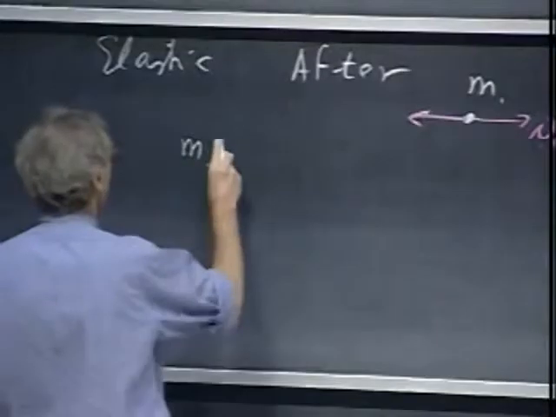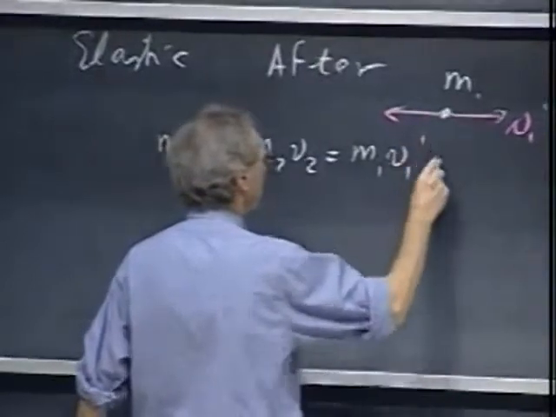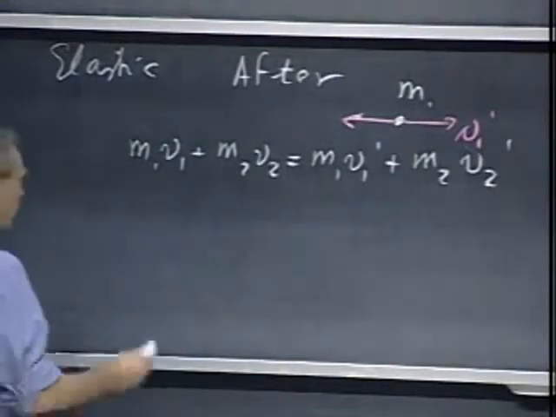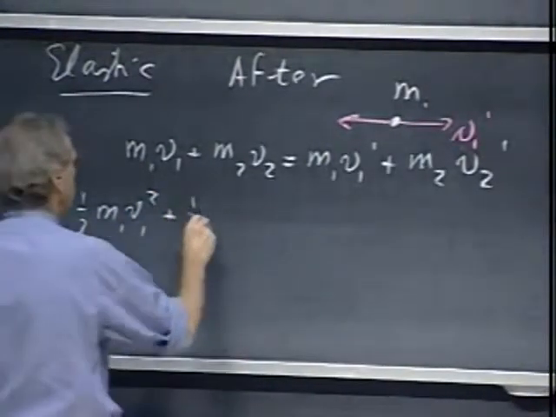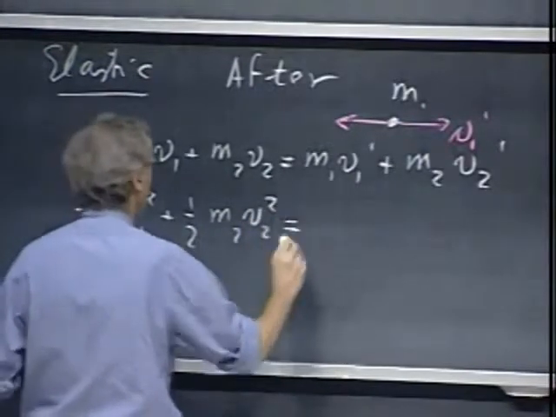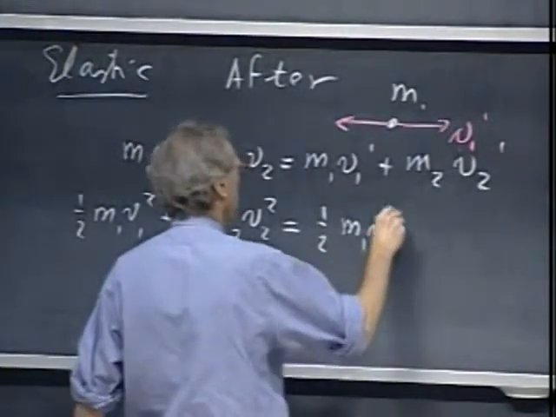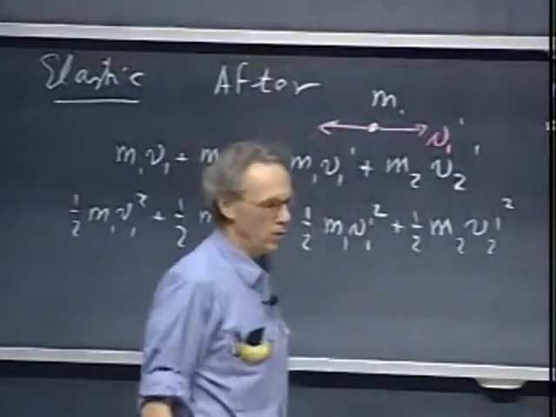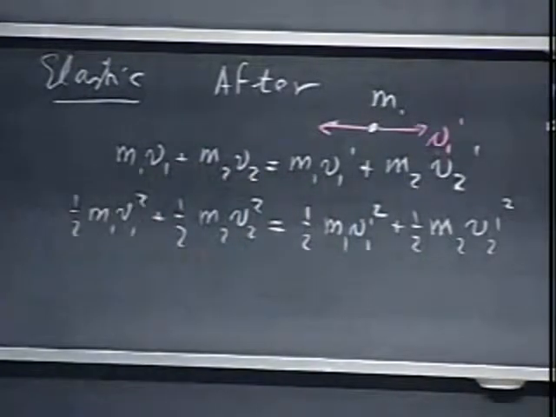Internal forces is fine. All right, so now we have m1 v1 plus m2 v2 equals m1 v1 prime plus m2 v2 prime, conservation of momentum. Now we get the conservation of kinetic energy, because we know it's an elastic collision. 1/2 m1 v1 squared, 1/2 m2 v2 squared. That's before the collision. After the collision, 1/2 m1 v1 prime squared plus 1/2 m2 v2 prime squared. Two equations with two unknowns, and in principle you can solve for v1 prime and for v2 prime, except that it could be time consuming.